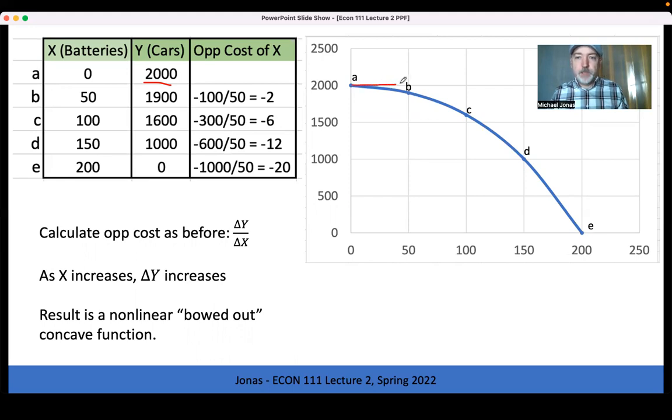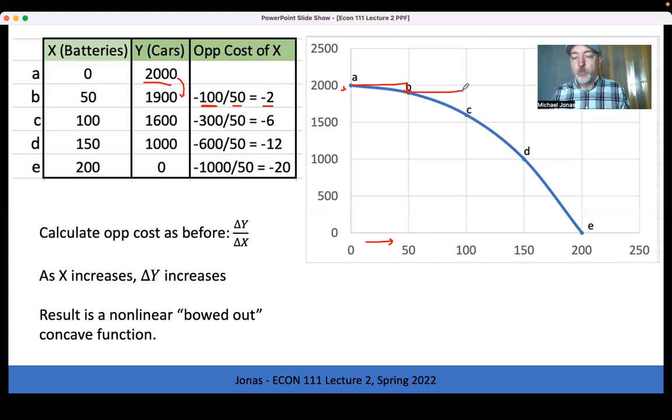The first 50 batteries that we're going to produce are going to have a very low cost. The resources being transferred are really, really efficient. It doesn't take you much to get those 50 units produced, and you're not going to lose much in the alternative sector. You only lose, say, 100 units from 2,000 down to 1,900. So the slope, that ratio, delta Y over delta X, down 100 over 50, is a ratio of 2. So 2 Y for every X that is gained.